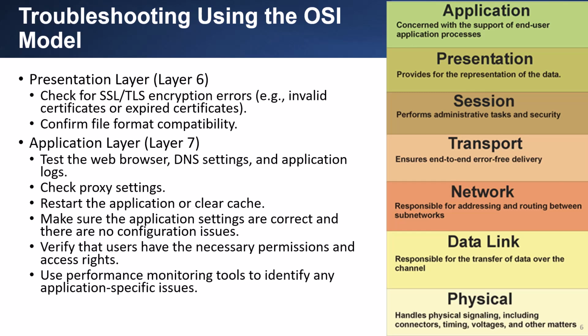For the presentation layer, Layer 6, check for SSL and TLS encryption errors, including invalid certificates or expired certificates. Confirm file format compatibility. For the application layer, Layer 7, test the web browser, DNS settings, and application logs. Check proxy settings. Restart the application or clear cache. Make sure the application settings are correct and there are no configuration errors. Verify that users have the necessary permissions and access rights. Use performance monitoring tools to identify any application-specific issues.